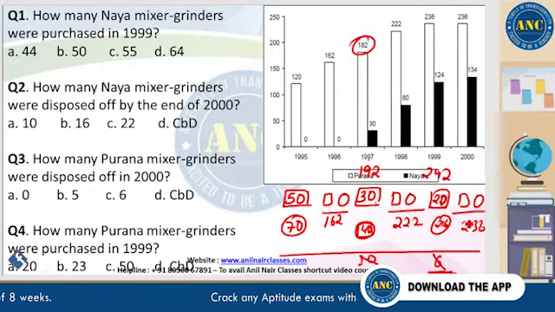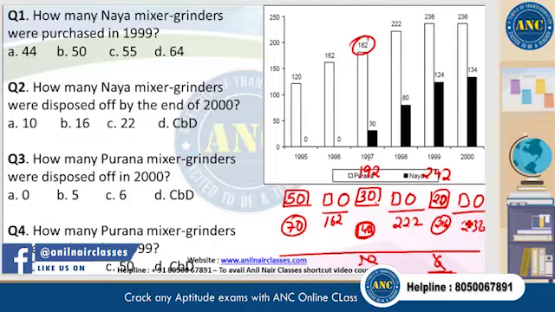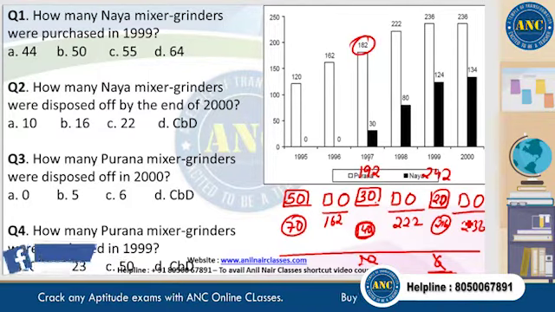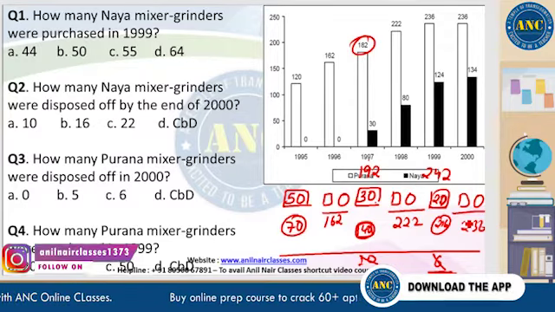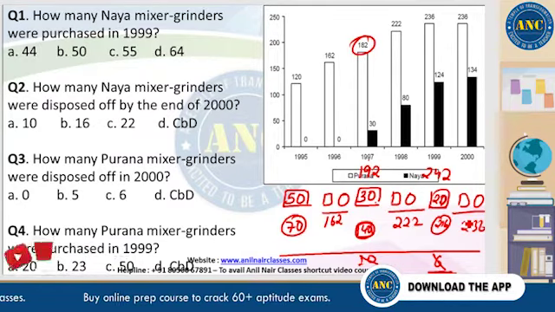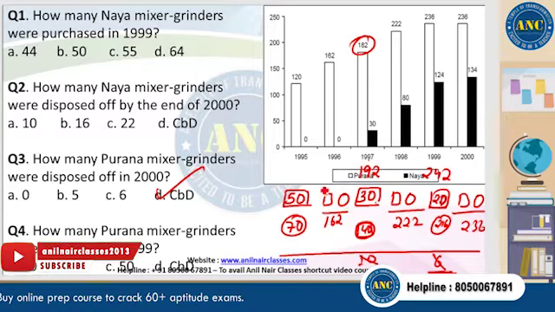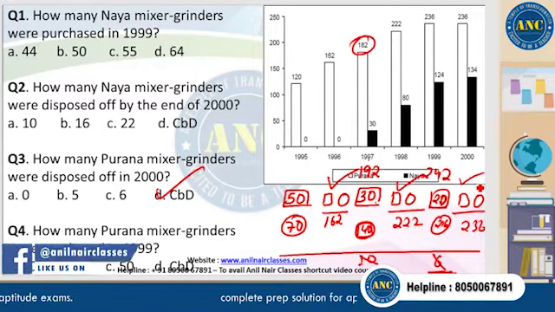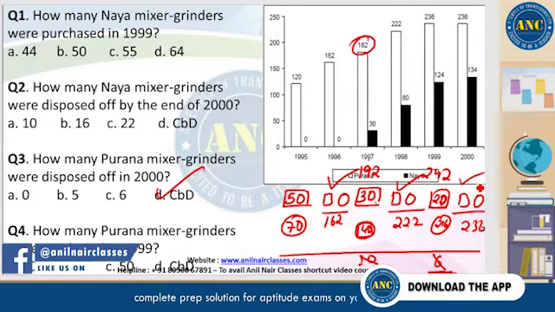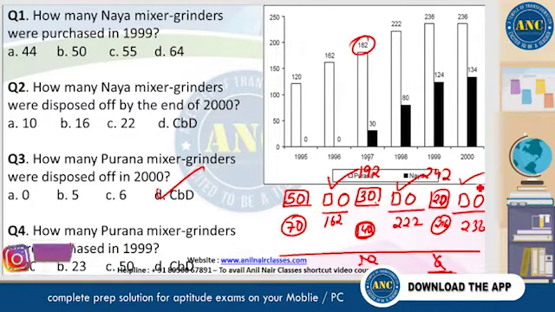Okay, super good. Now let's look at how we answer: how many new mixer grinders and how many old mixer grinders were disposed of in the year 2000? We have absolutely no idea, because for all the even-number years, the years 96, 98 and 2000, we have no idea what's happening.